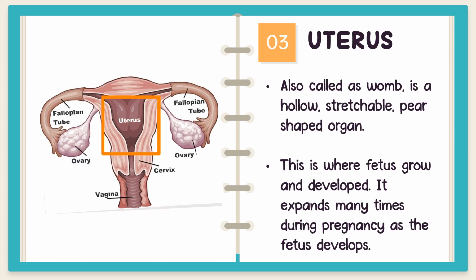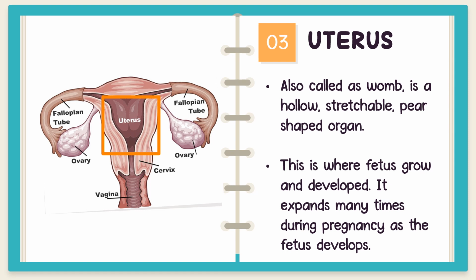The next one is the uterus. Uterus, also called womb, is a hollow, stretchable, pear-shaped organ. So makikita sa drawing ko yung uterus. Anong shape niya? Pear-shaped organ. Stretchable siya, hollow siya. This is where the fetus grows and develops. It expands many times during pregnancy as the fetus develops.